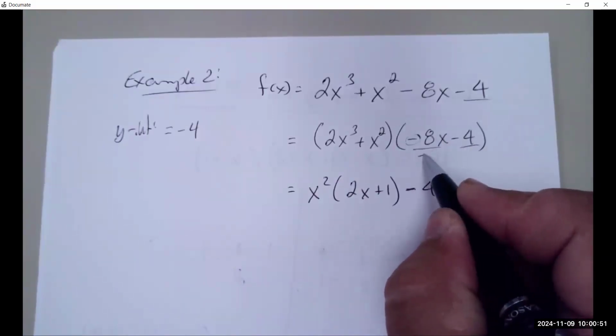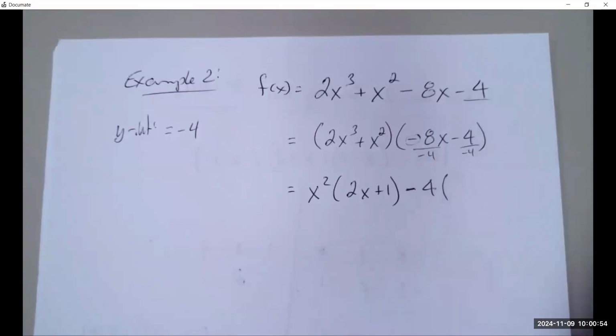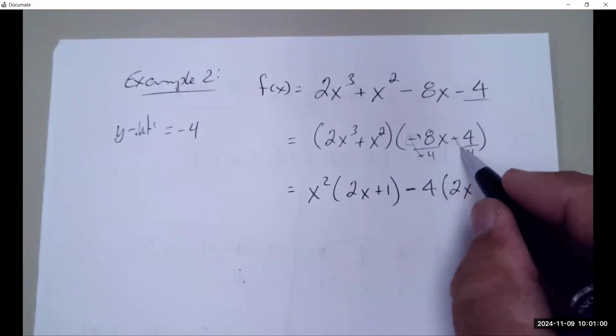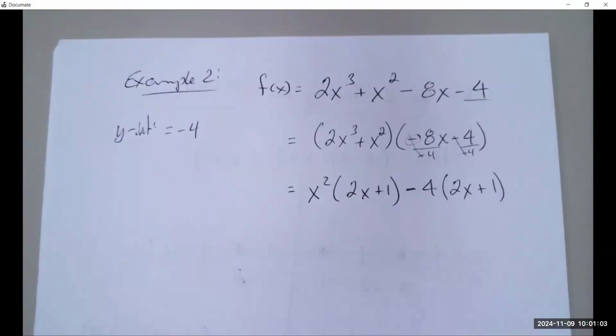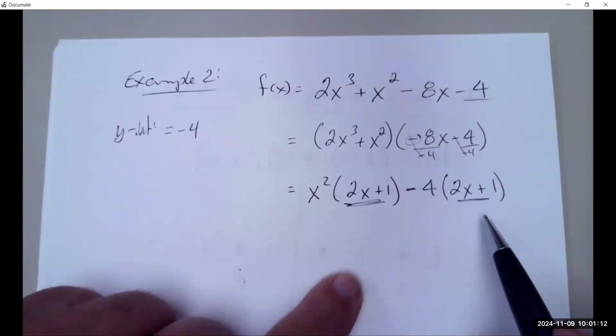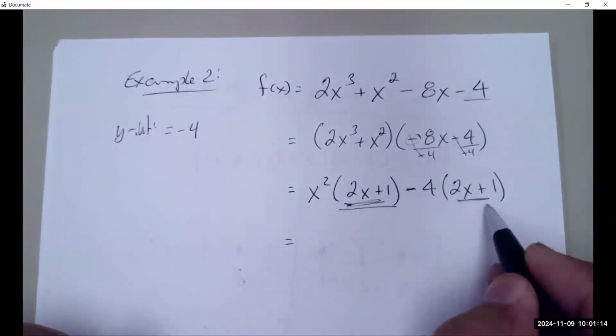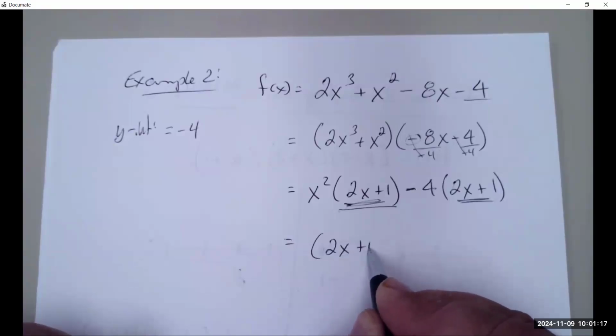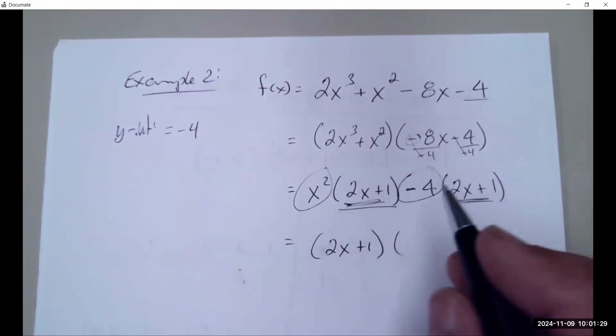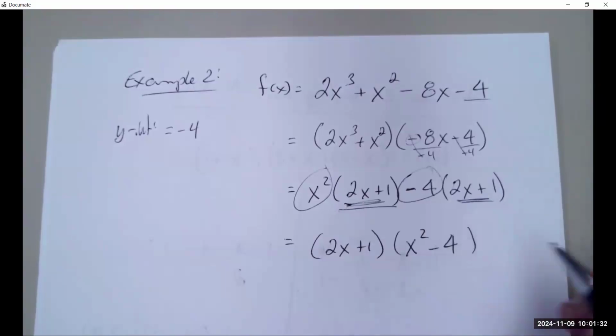So to see what goes inside the parentheses, divide both of these by -4. So the negatives cancel. 8 divided by 4 is 2x plus 1. Remember, we can only go further if inside the parentheses are the same thing. Since these are both the same, I can factor them out. Which leaves me what once I factor them out? The coefficients. So it's x squared minus 4.